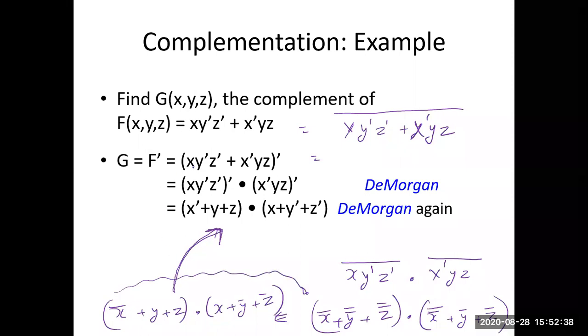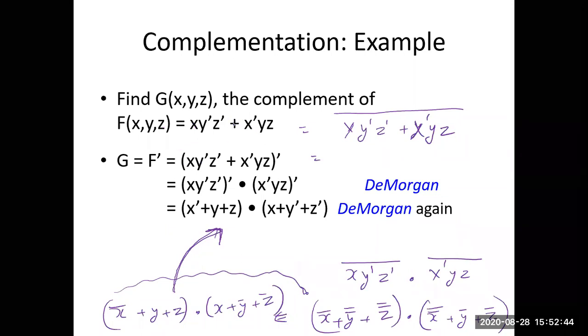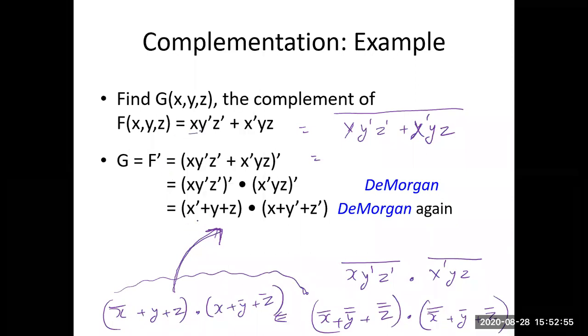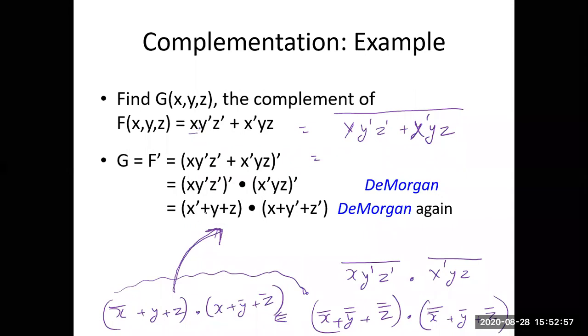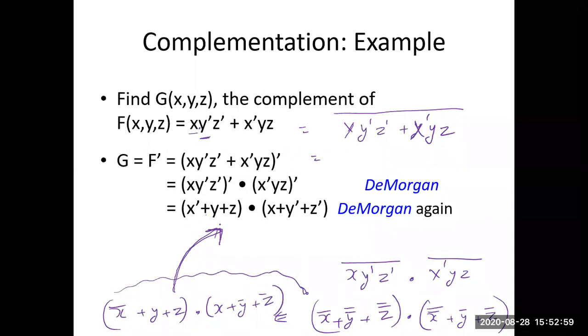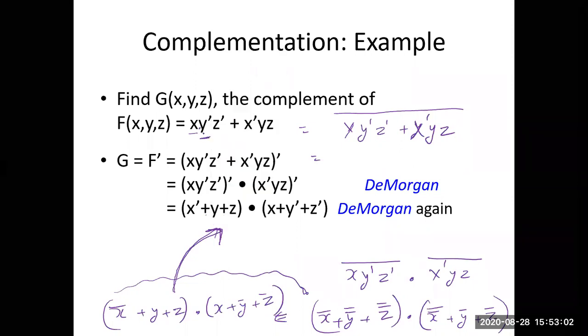Okay, so another way is you just complement all the literals. In place of plus you can write dot, in place of dot you can write plus. So this is x, so you need to write x bar. In place of this dot you need to write plus. This is y bar, so you need to write y. This is your dot, so you need to write plus.